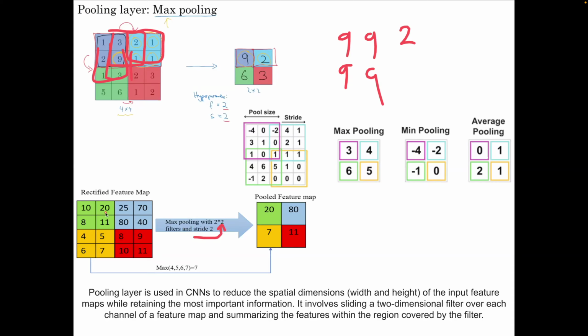So in this scenario, for example, we have 10, 20, 8, 11. We pick the biggest value, which is 20. We move 2 strides, the biggest value is 80. We move 2 strides, the biggest value is 7. We move 2 strides, the biggest value is 11. And then we get our new picture, which is going to be what? 2 by 2 from a 4 by 4.